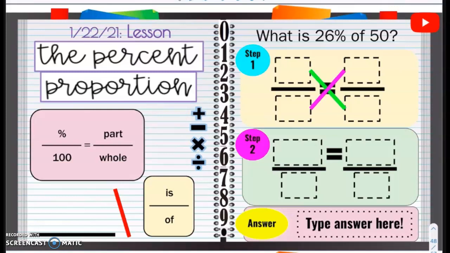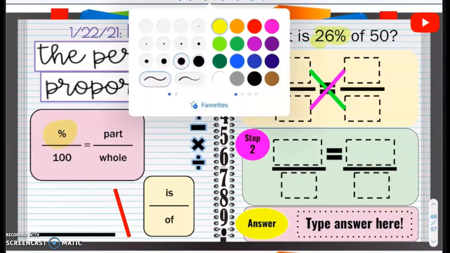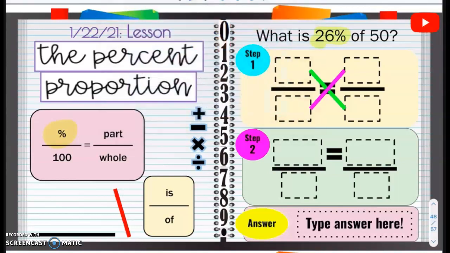January 22nd, 2021 lesson. All right, we're going to continue with the percent proportion. What is 26% of 50? All right, so what is 26%? So we have that percent here. Of 50. So we have of 50, so that of's going to go down here.